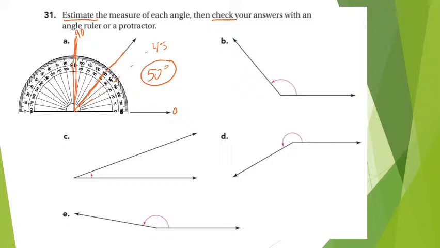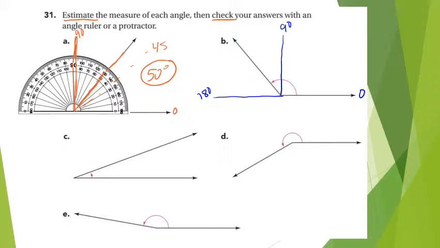Looking at B, it might be helpful here to kind of sketch in a 180 degree angle, just so I can see that for contrast, and then also a 90 degree angle, so I can see that also. And when I'm looking at this, I'm thinking this looks kind of close to halfway.